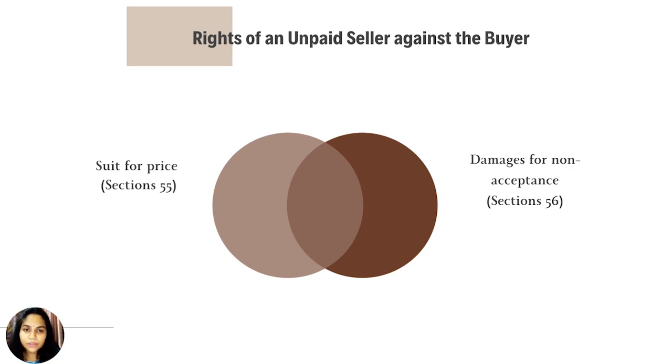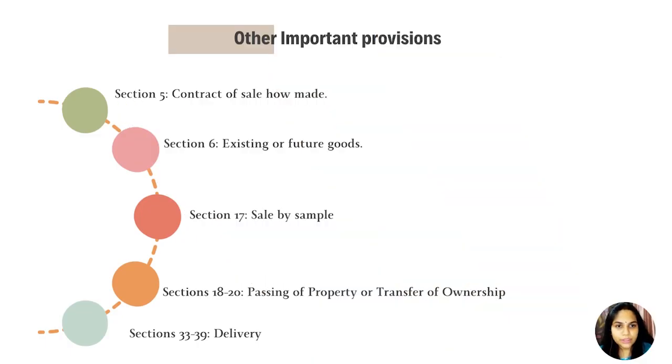Now if I talk about section 56, which is damages for non-acceptance. Herein, where the buyer wrongfully neglects or refuses to accept and pay for the goods, the seller may sue the buyer for damages for breach of contract. So these are the two rights which are available to the unpaid seller against the buyer. These were some of the important sections given under the Sale of Goods Act.